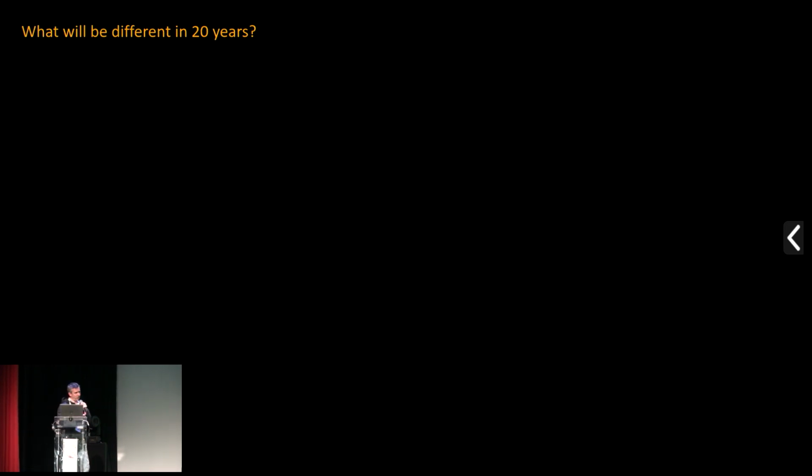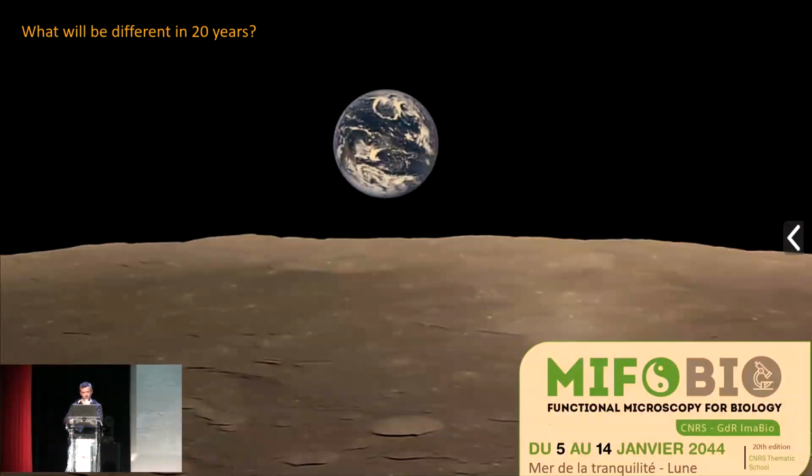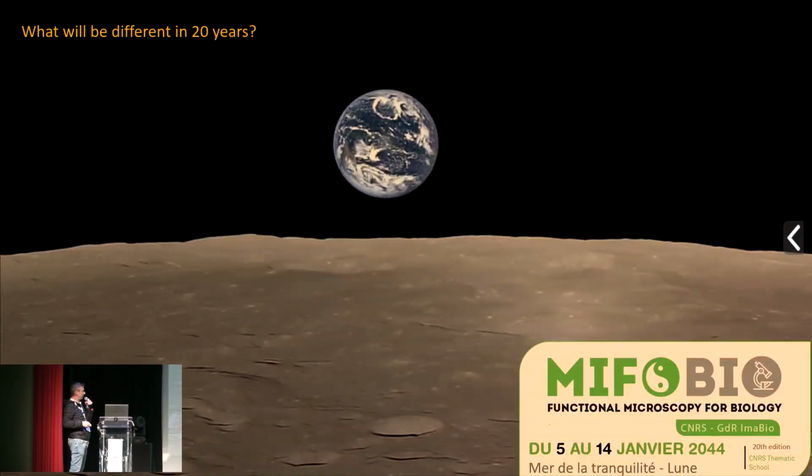To be honest, I have no idea at all. I don't know what the field will be in 20 years. But I can scoop the organizer of Mifobio, because what will be very different is the moon, because the next Mifobio will be at Mare Tranquillitatis, of course. This is the 5 to 14 January 2044, okay? Because it was booked before. And I think this, in my opinion, is the future of Mifobio. Thank you.